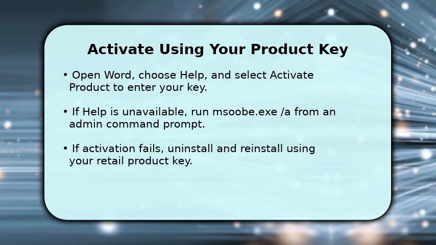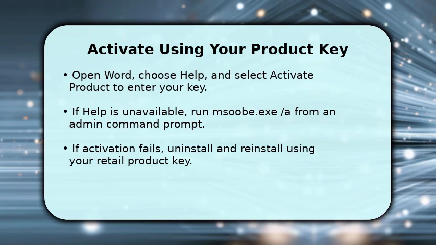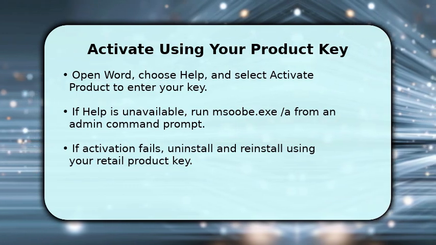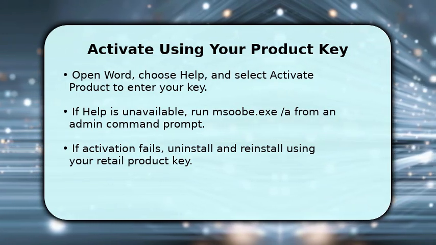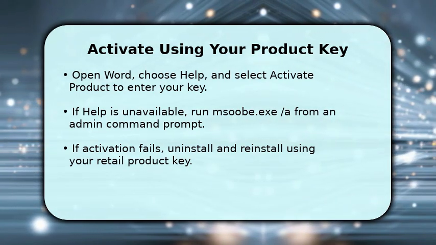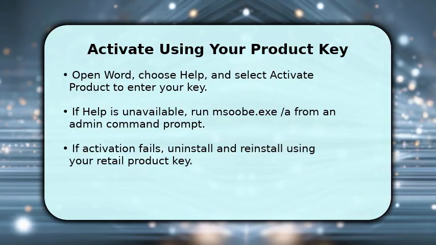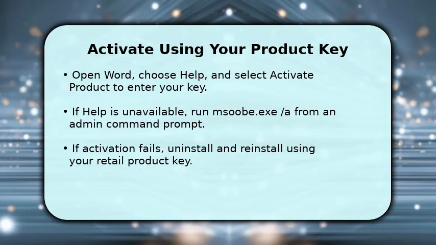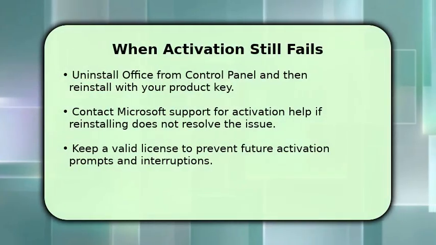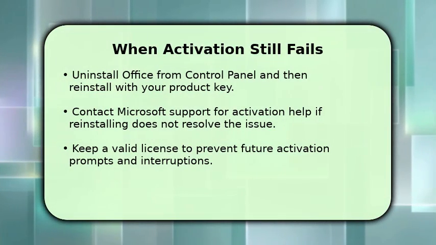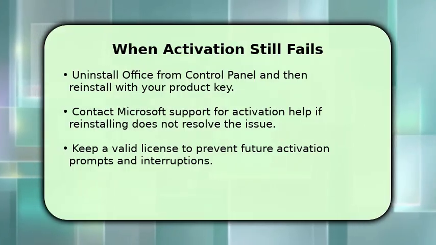If online activation fails, choose telephone activation and follow the automated prompts. If repeated failures occur, uninstall Office via Control Panel and reinstall, using the same retail product key. If activation still fails after reinstalling, contact Microsoft Support for guided activation help.